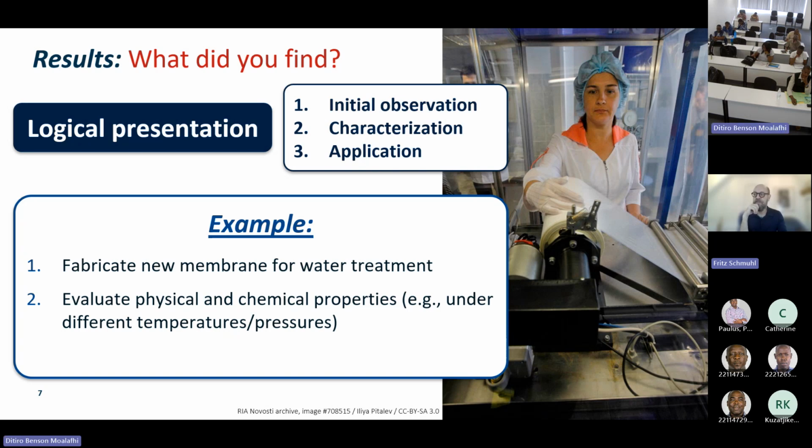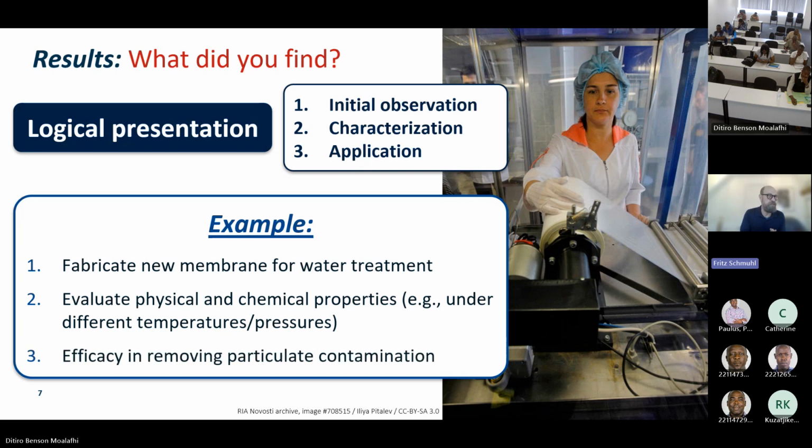But now you need to characterize the different physical or chemical characteristics, for instance, under different conditions. Then you need to demonstrate that the membrane, in fact, does work, that it actually is useful. So to demonstrate that, you may want to present data related to the efficacy of the membrane, for instance, to remove particulates from wastewater. Next slide, please.